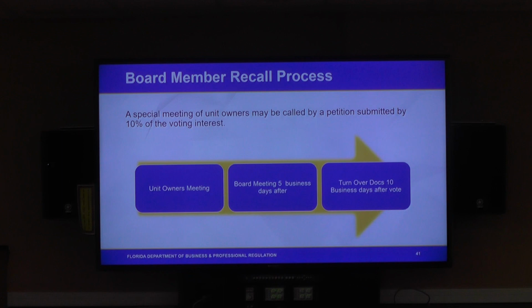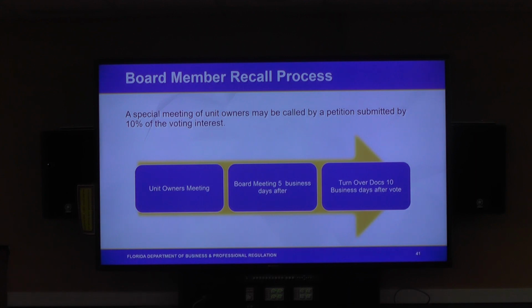The recalled board member must turn over to the association any records and property within 10 business days after the vote. If the board fails to duly notice and hold the required meeting, or at the conclusion of the meeting determines the recall is not valid, the unit owner representative might file a petition pursuant to Section 718.125, challenging the board's failure to act or the board's determination on its validity, within 60 days.